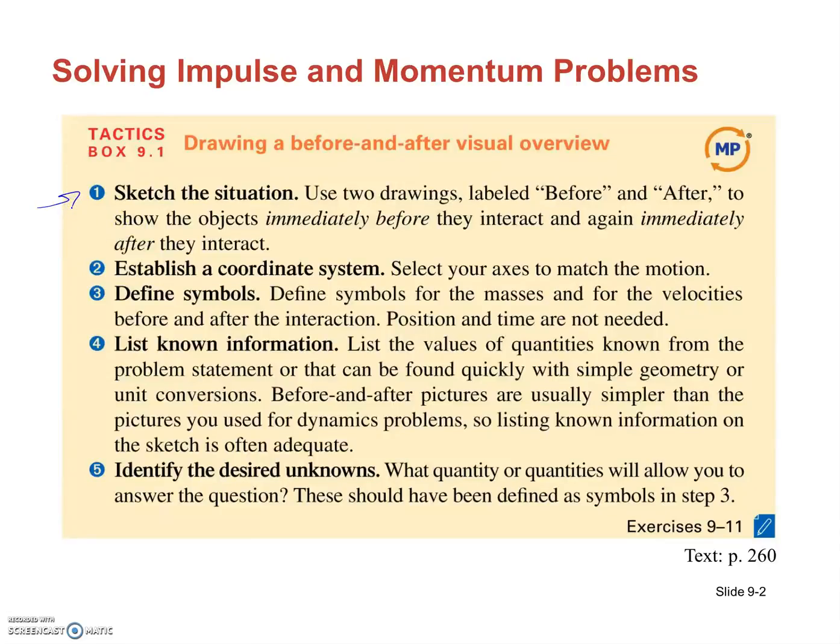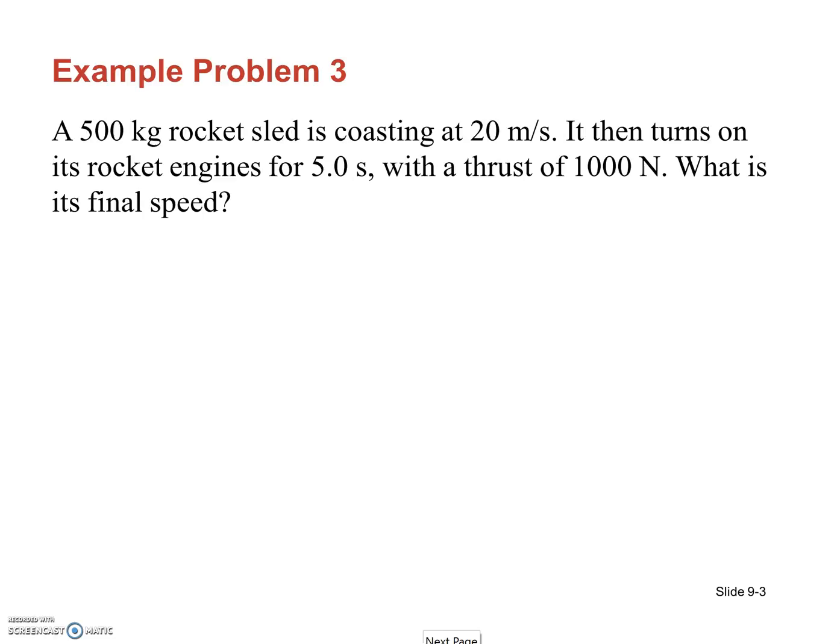So as always, we're going to start with a picture. Step 1, draw a picture. Step 2, define your coordinate system and all of your symbols: your mass, your v's, your initial, your final, and so on. Make a nice organized table of known information and figure out what it is you're looking for. Look at that, it's actually nothing new. Okay, so let's see what this looks like in practice.